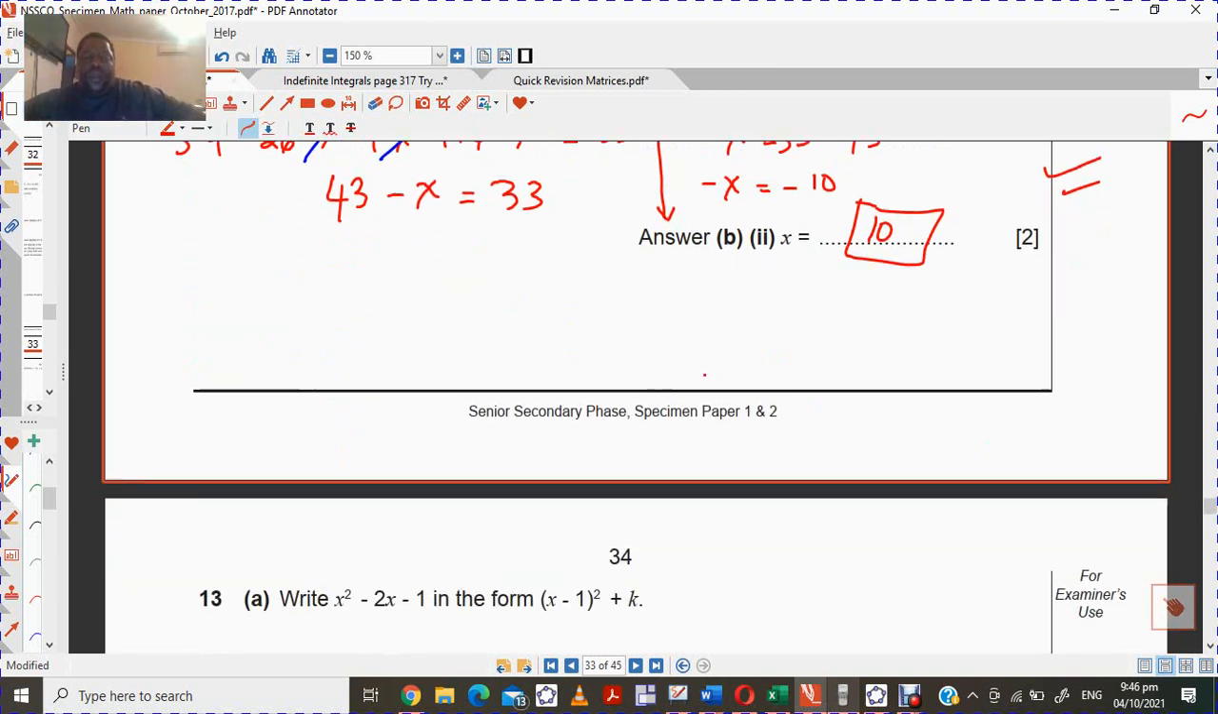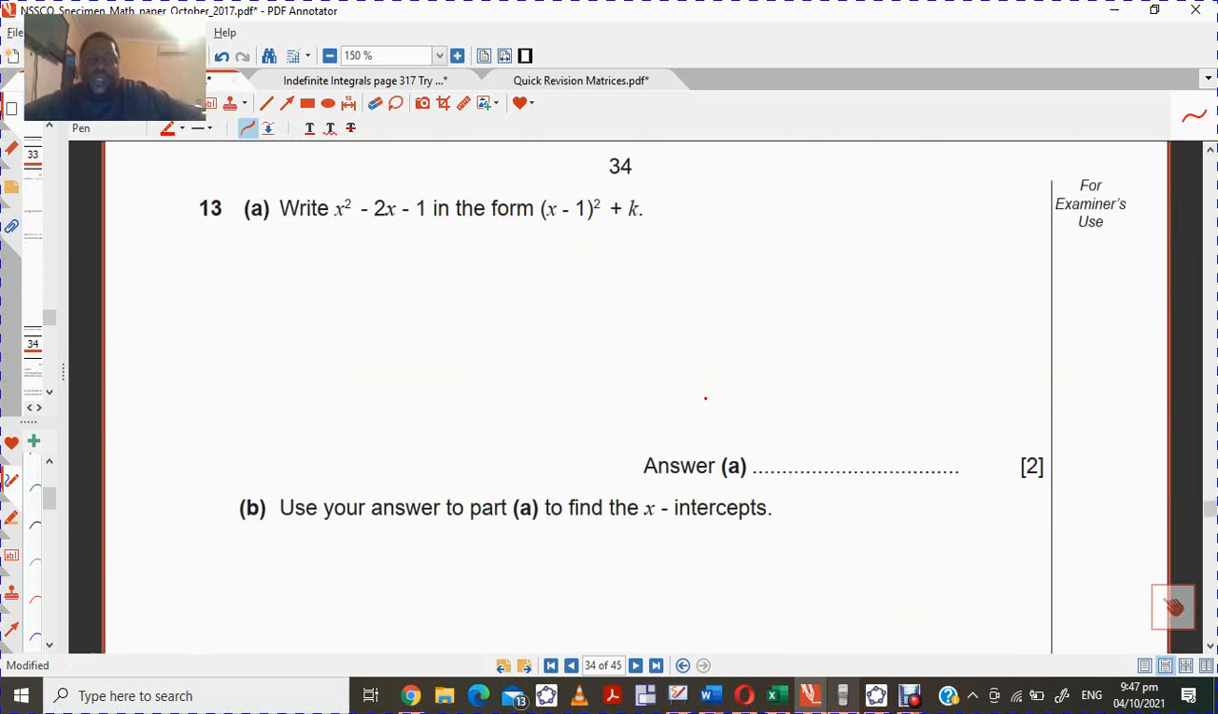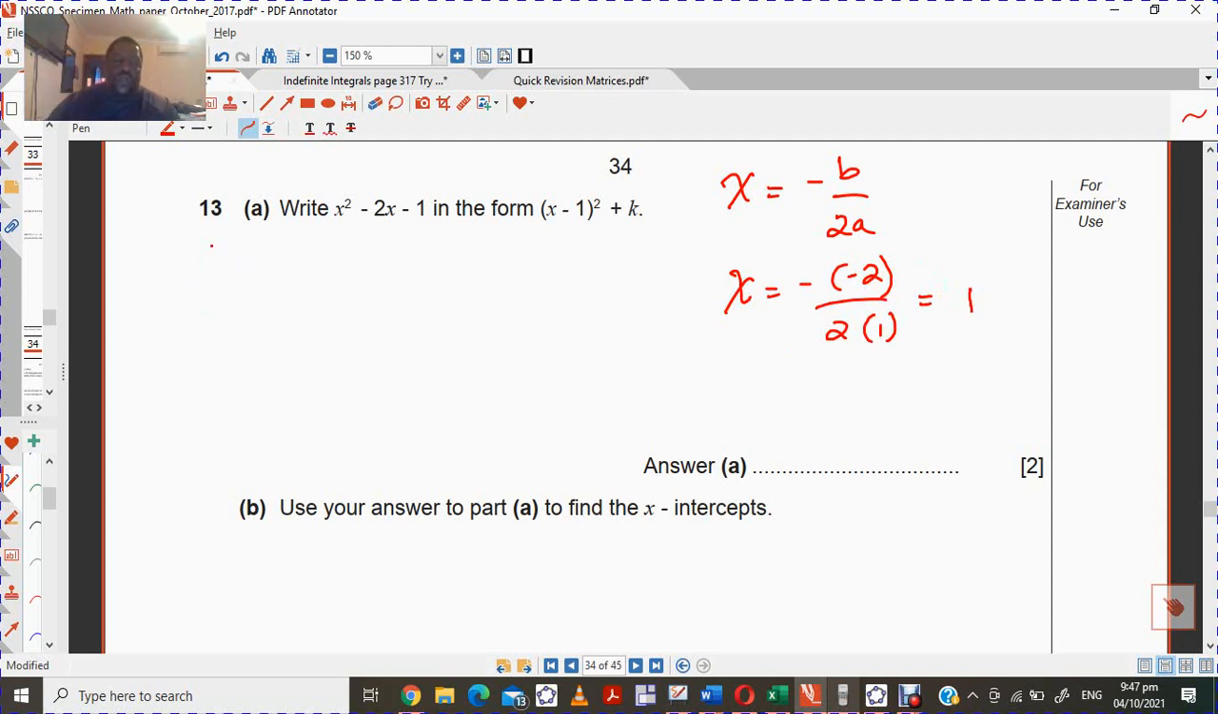Okay, now we get to question 13. I'm going to show you a little bit of a trick. There are many ways you can do it, but if you know this formula, the axis of symmetry, b is negative 2, so x equals negative b over 2 times a, which is 1. All of this gives you 1. So everywhere you have your x, you substitute in order to find the y value, which would be your value of k.